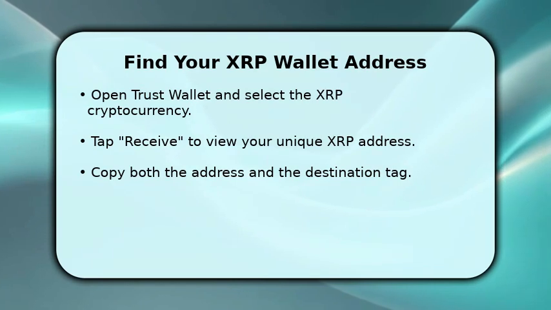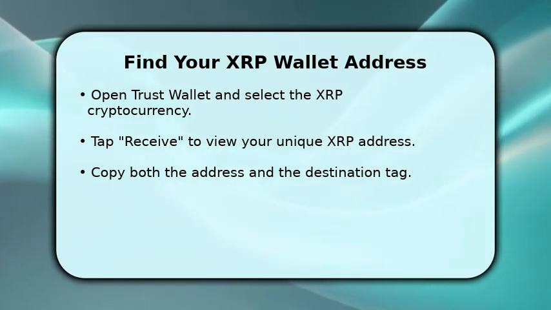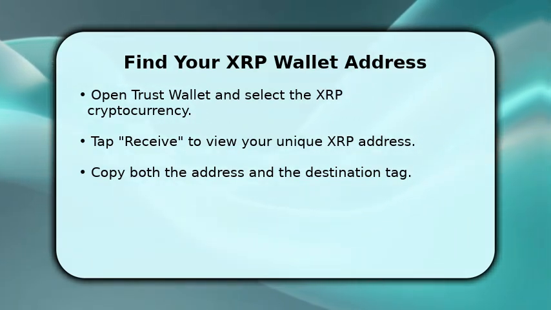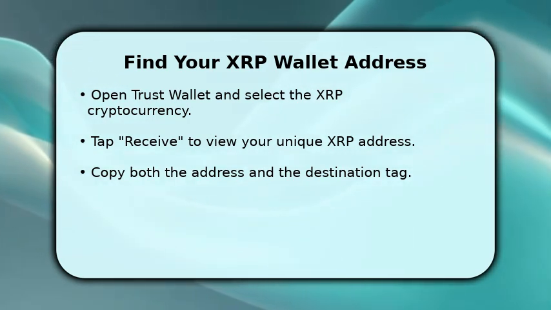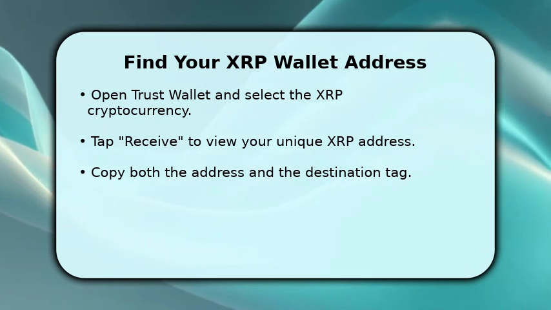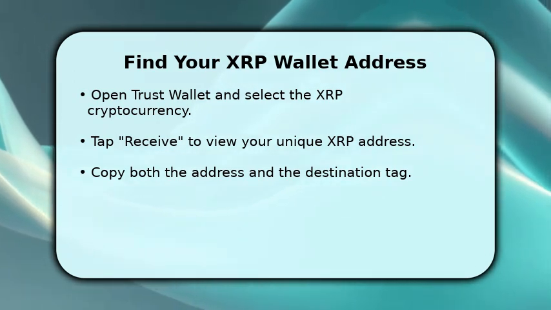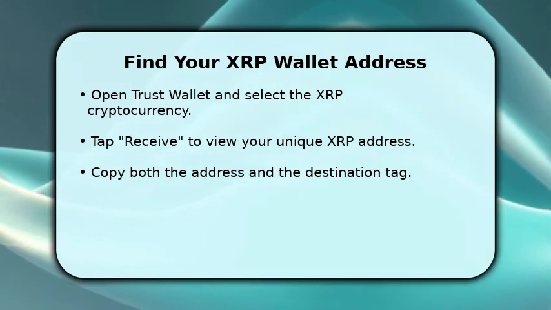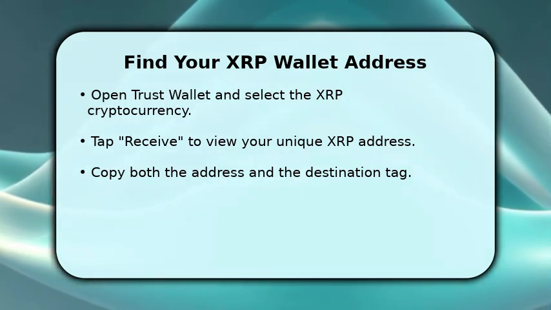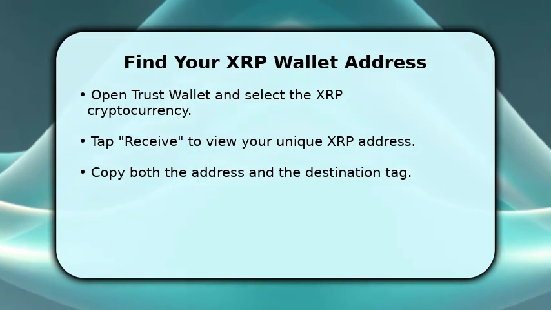To begin, open your Trust Wallet application and navigate to the main screen. Locate and tap on the XRP asset from your list of cryptocurrencies. Once on the XRP page, you'll see a Receive button. Tap this to reveal your unique XRP wallet address and a crucial destination tag. It's vital to copy both of these accurately for your deposit.